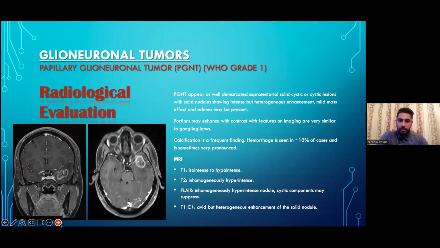Regarding the MRI findings, T1 will show isointensity to hypointensity, and T2 is heterogeneously hyperintense, and on FLAIR a heterogeneously hyperintense nodule with cystic components that may be suppressed. On T1 with contrast, avid but heterogeneous enhancement of the solid nodules can be seen.